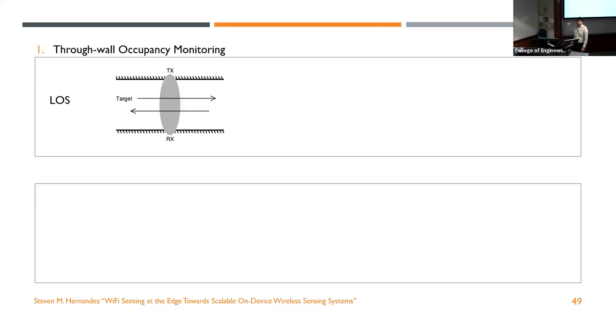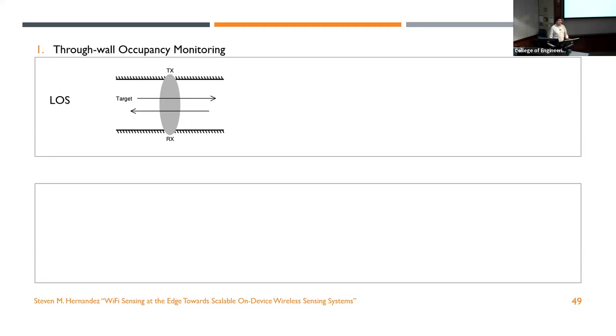So first we look at a really simple case of a way that an attacker could use this technology. This first one is through-wall occupancy monitoring. This has existed for a long time with any kind of radio frequency signals. So we have a line of sight scenario, a hallway environment, with a transmitter and receiver that are placed behind a wall. We can track as a person moves in between those antennas.